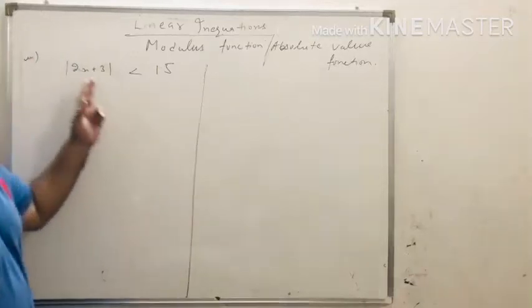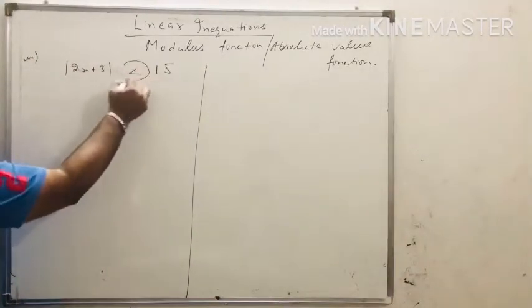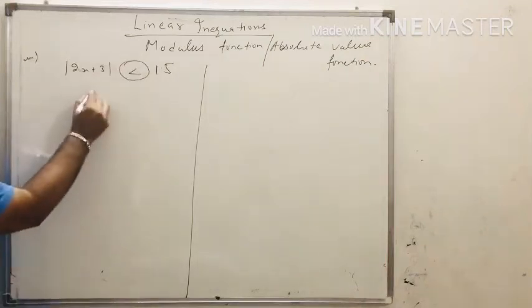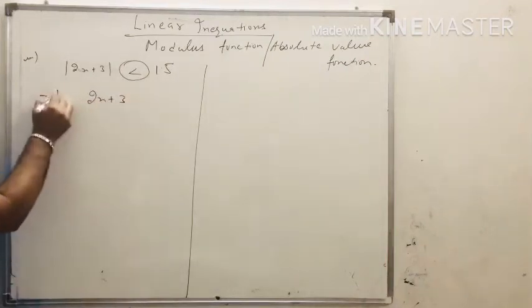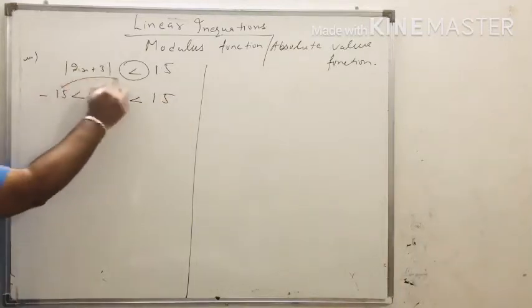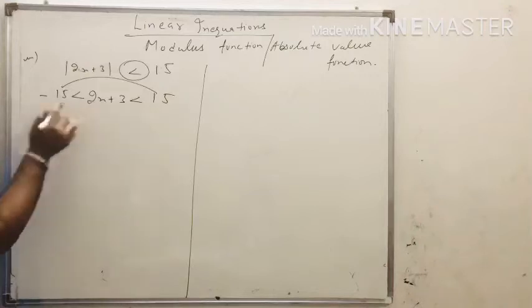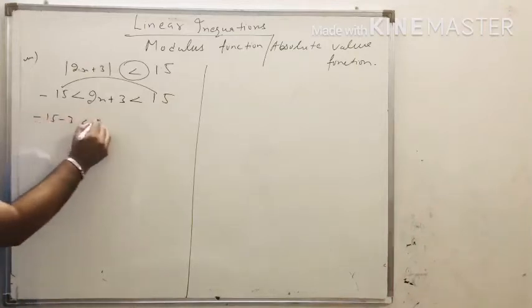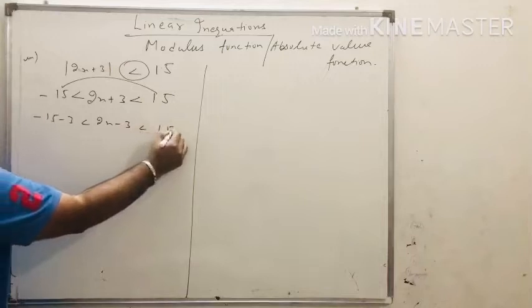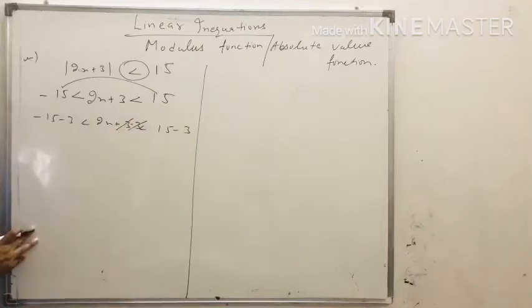The third question, modulus of 2x plus 3 less than 15. Again the sign is less than. So the value of this function is minus 15 to 15. Minus 15 to 15. But here we have to find the value of x. So we subtract 3. So this one is cancelled out.